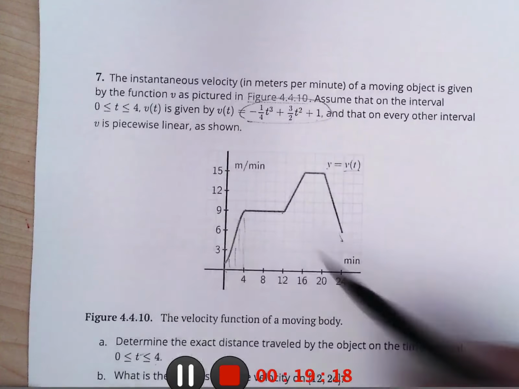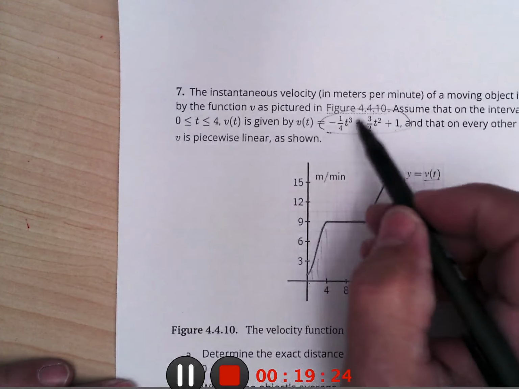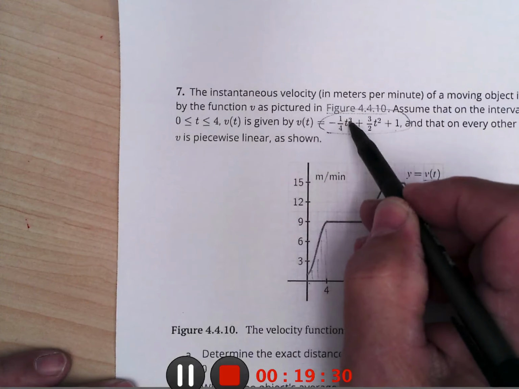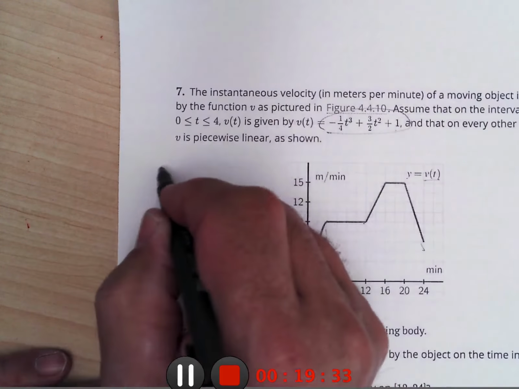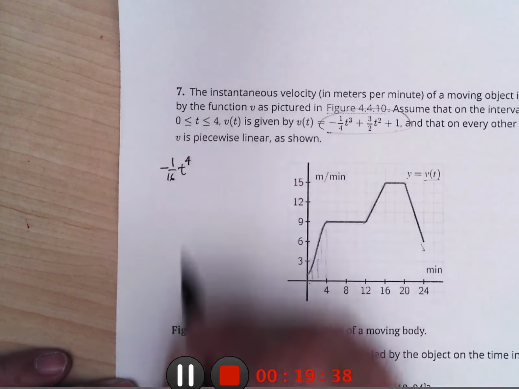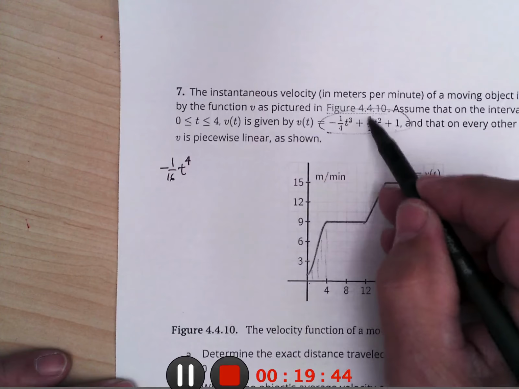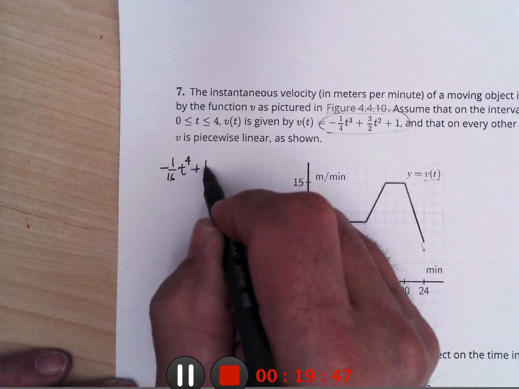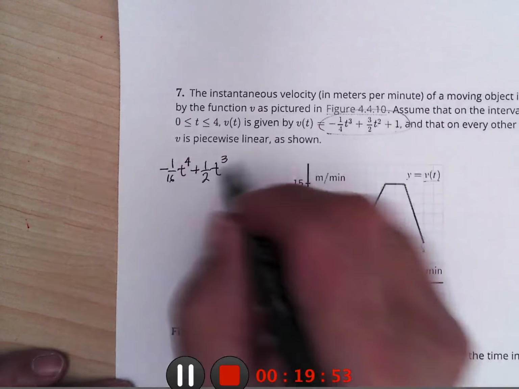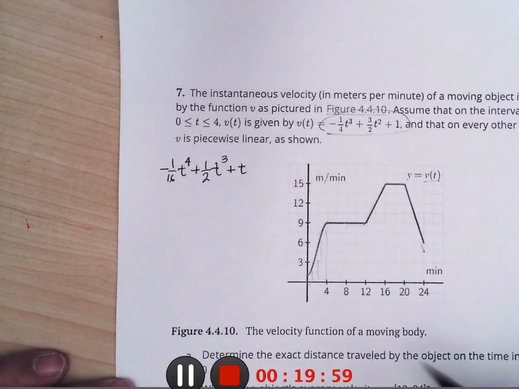But to get the exact, we need to do the antiderivative. So the first thing we do is add 1 to this power, which 3 plus 1 is 4, and divide by 4, so we get -1/16 t to the 4th. Add 1 to this, that would be 3, and divide by 3, so the 3's would cancel, it would be +1/2 t to the 3rd, and 1 would go to 1t. And we have to evaluate from 0 to 4.